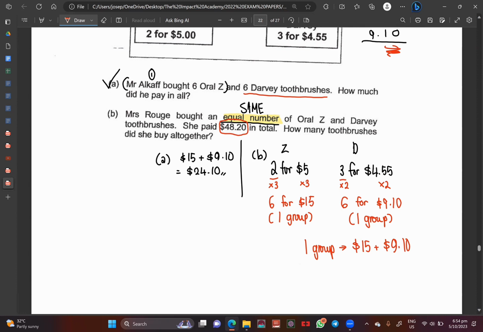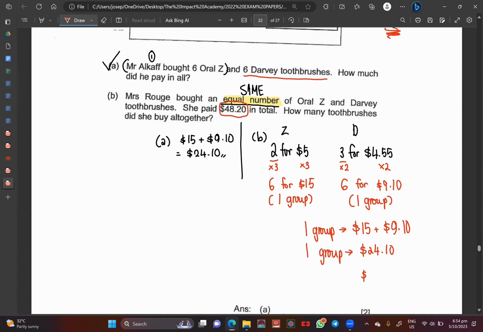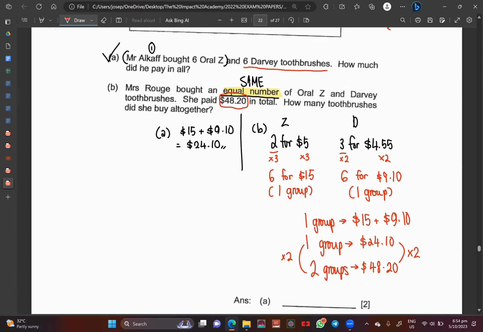Alright, so we know that one group, very good. One group, Reagan, you got it right. One group is actually equals to $24.10. Correct or not? Did this person only pay $24.10? No. How much did this person pay? $48.20. Hey, think about it. Oh wow, $48. From here to here is just times 2, isn't it? So that is the reason why, 2 groups. You understand what I'm saying or not? Now, once you get to here, you are good.